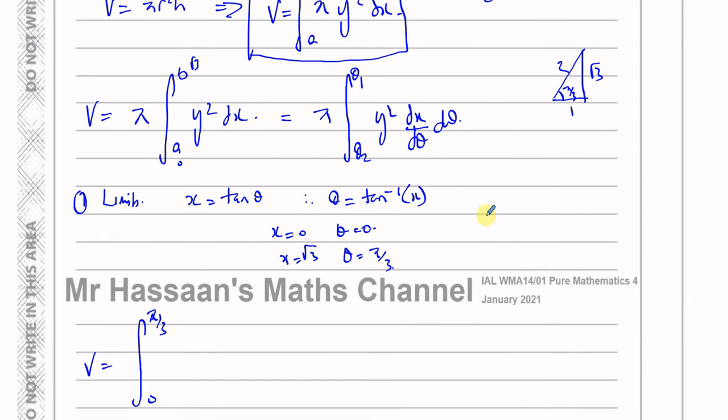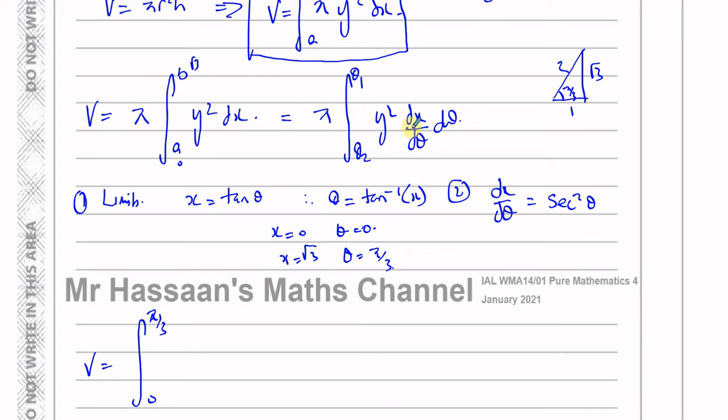Okay, next thing I want to do is to find out what dx d theta is. I know x equals tan theta. Now if I differentiate x with respect to theta, one of the results we know is that the differential of tan theta is sec squared theta. That's one of the results that we should know, and it's also in the formula book. It's written very clearly, so it's something you can just quote straight away. So tan theta, its differential is sec squared theta.